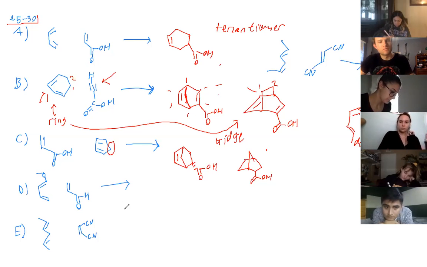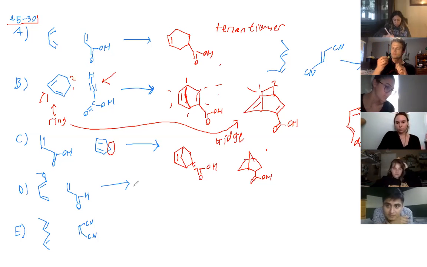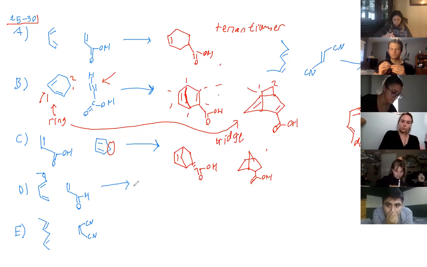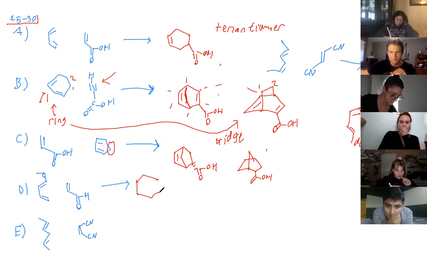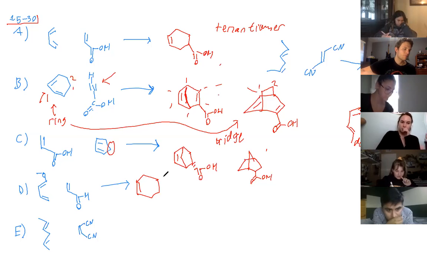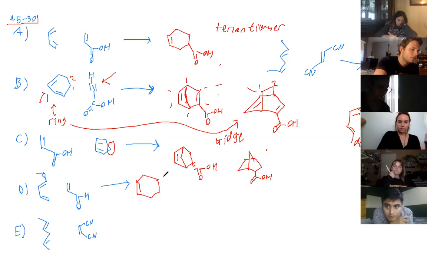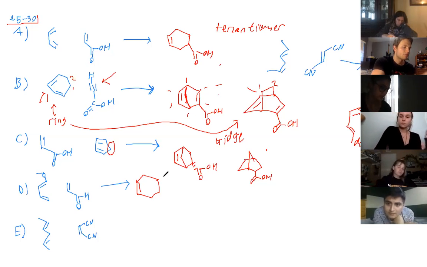So let's do D. So what kind of ring? Cyclohexane. The answer is yes. And so now what do we have to figure out? Stereochemistry. But there's something else that we kind of want to do before that. With the withdrawing group? Yeah. So we want to analyze the withdrawing group and the substituent on the diene, right?